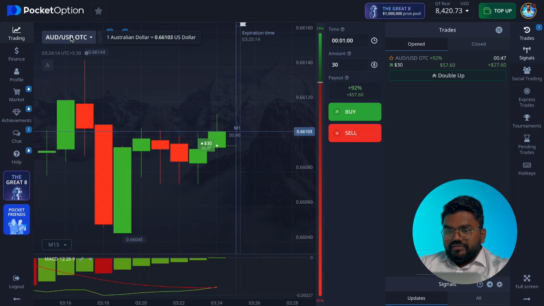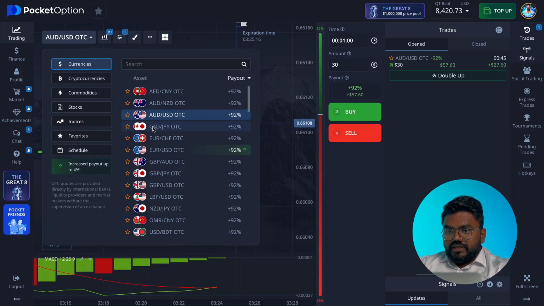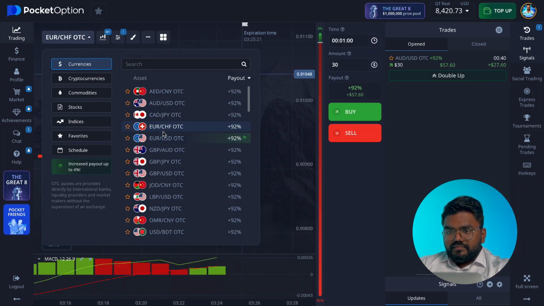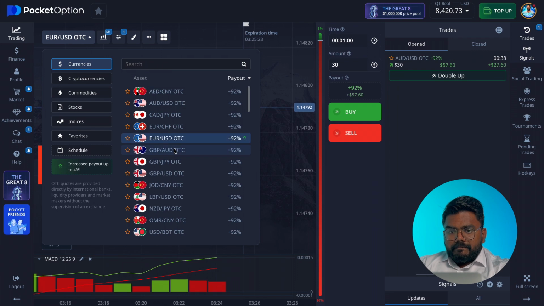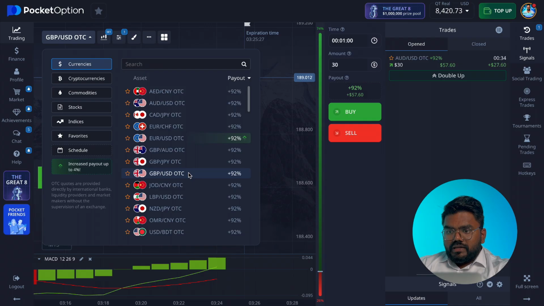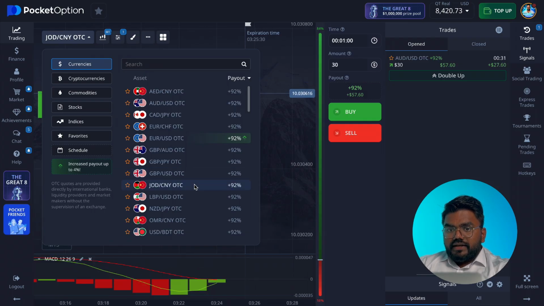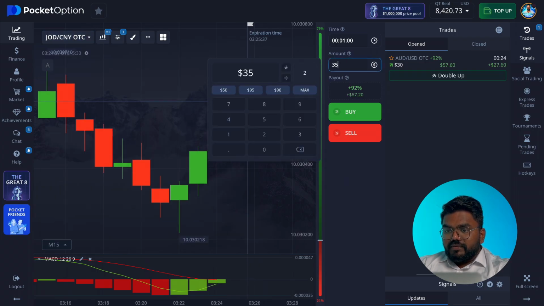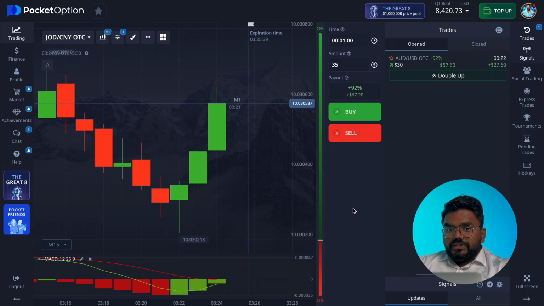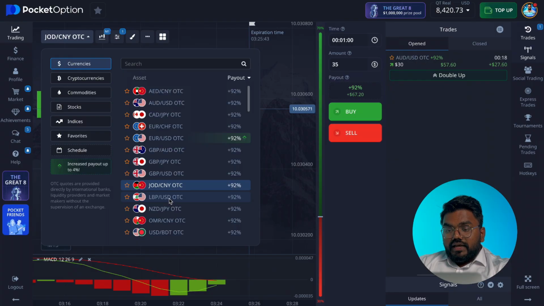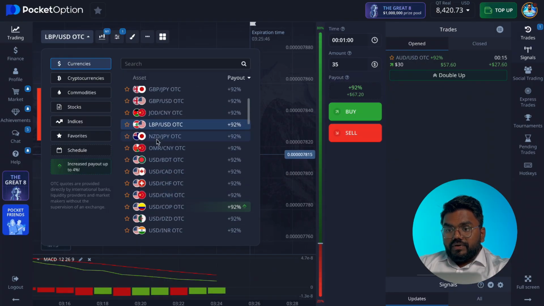So let's go with a different currency pair. We're just going to explore the other currency pair. Okay, so you can see the line crosses above the signal line, which is a buy signal. Let's go with a different currency. I'm going with $35 for now, and make sure the line crosses and is below the signal line, which is a sell signal.